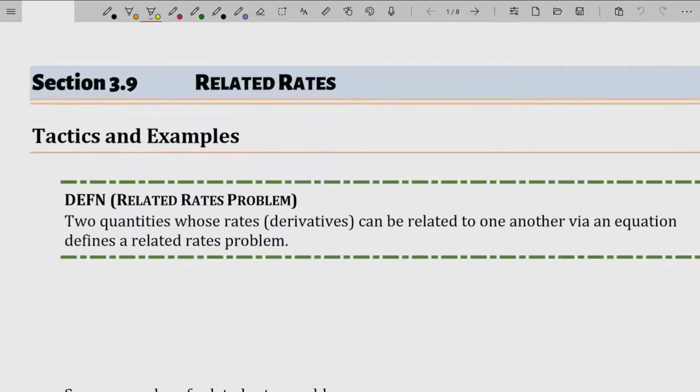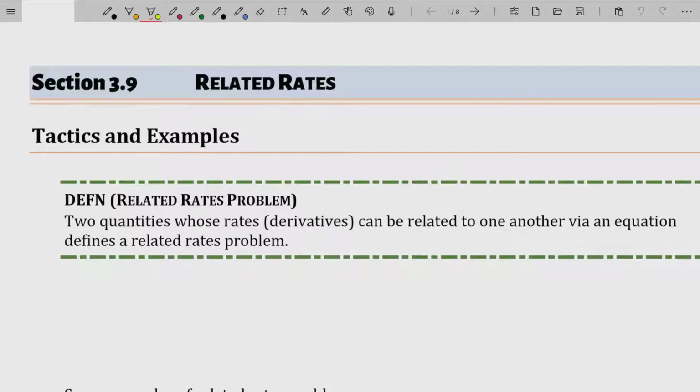So what is a related rates problem? Why are they such a big deal? Well, generally related rates problems come from the fact that you have two quantities. It might be the volume of a balloon and its radius or something like that. And they're changing together. There are two quantities and their rates are changing simultaneously. So the volume increases as the radius increases. So two quantities whose rates or derivatives can be related to one another via an equation defines a related rates problem.